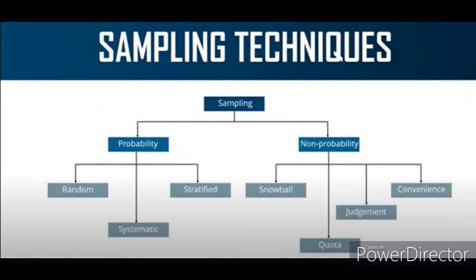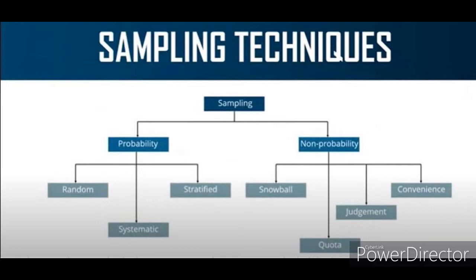Under probability sampling, we have three different types: random sampling, systematic sampling and stratified sampling. Alright. And just to mention the different types of non-probability sampling, we have snowball, quota, judgment, and convenience sampling. Alright. Now guys, in this session, I'll only be focusing on probability sampling. So let's move on to the different types of sampling.